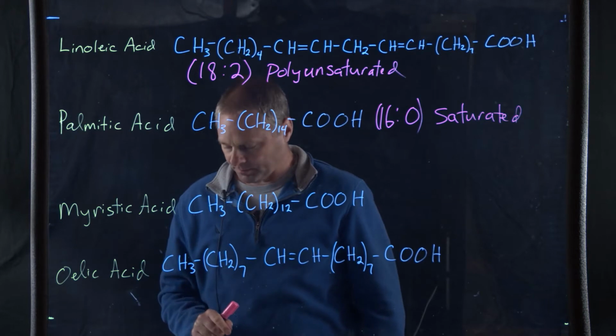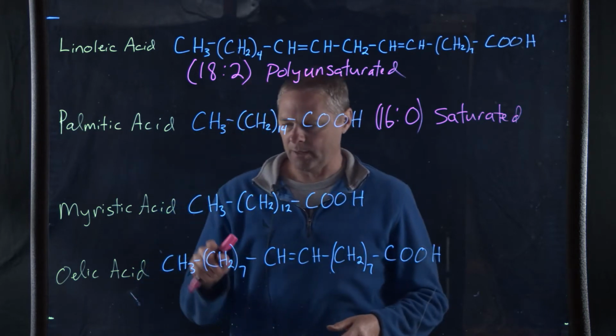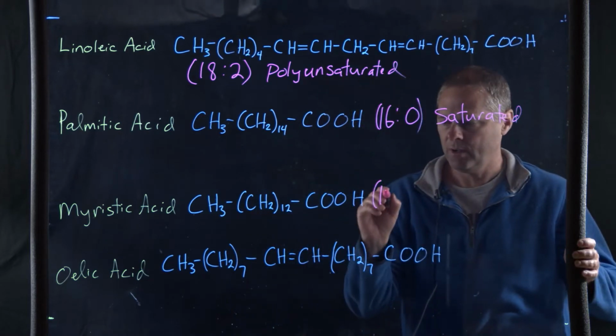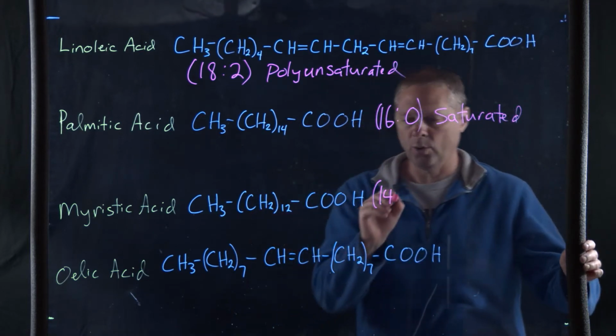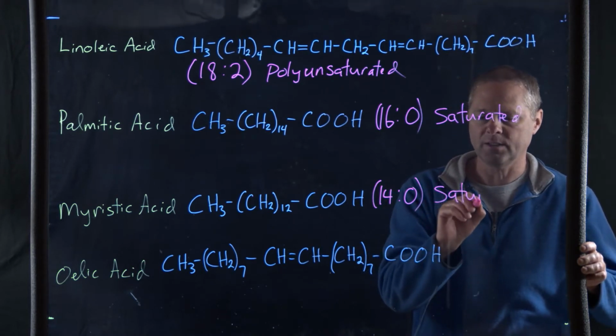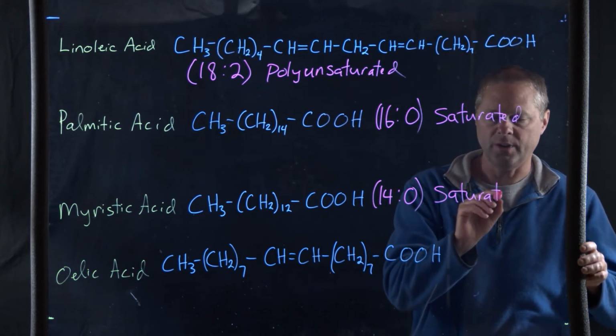Myristic acid. We count the number of carbon atoms. So here's 1 plus 12 is 13, plus 1 more is going to be 14. There are no double bonds, so that's going to be 0. And since there are no double bonds, this is going to be saturated.